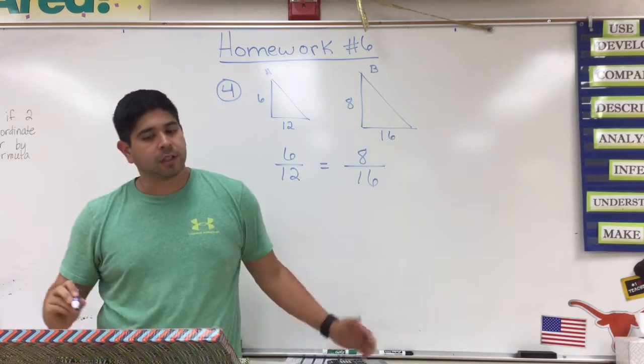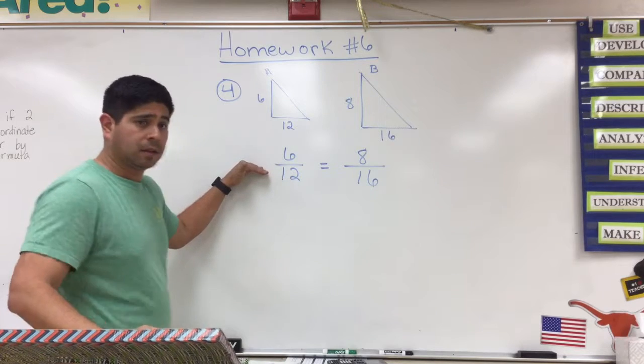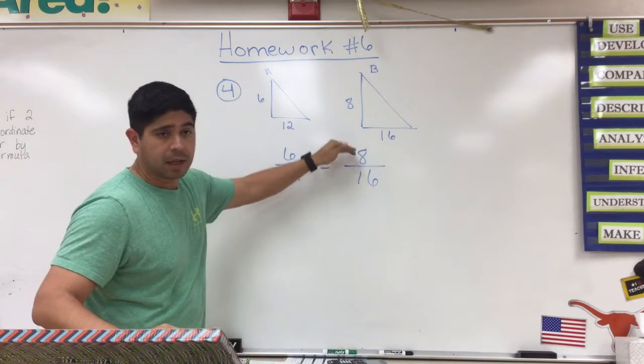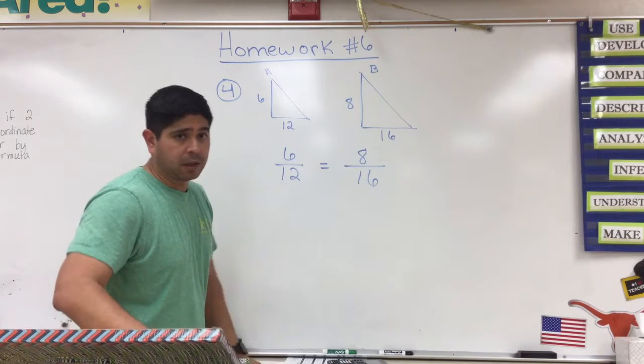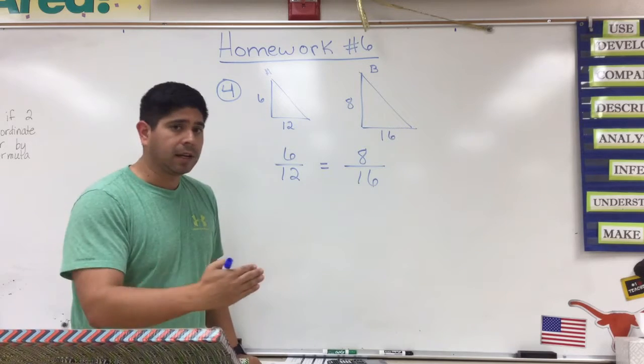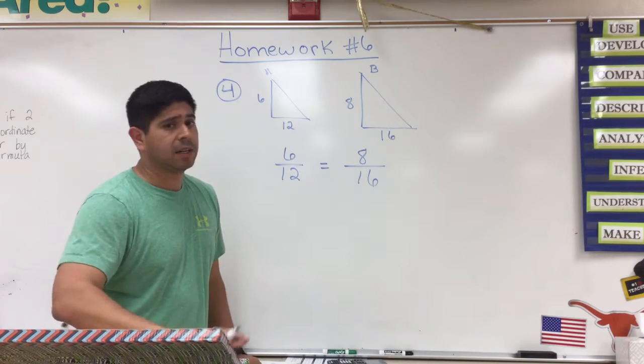So remember, to see if they're similar, we just have to put this in our calculator, 6 divided by 12, and 8 divided by 16, and we'll see if the numbers are the same. If they're the same, then it is similar. It's got to be the exact same. If they're not the exact same, then it's not.